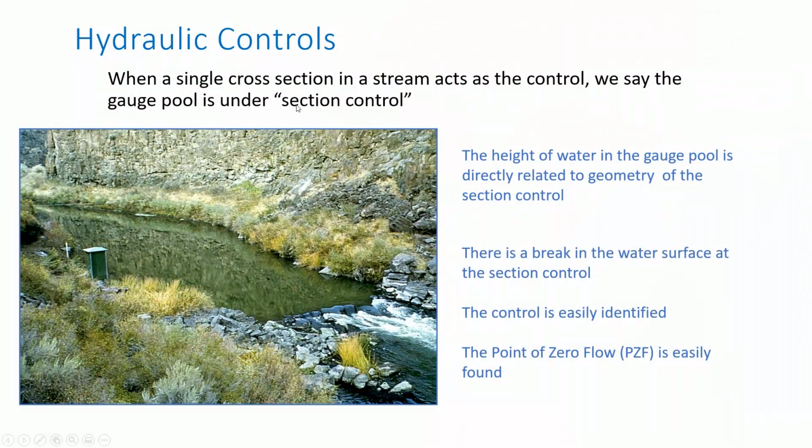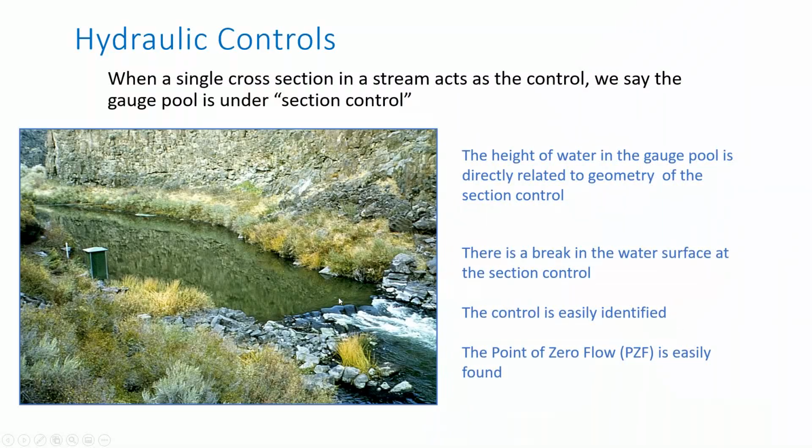So back to this section again, hydraulic controls. When a single cross section of stream acts as a control, we say the gauge pool is under section control. So at the moment this site here is measuring under section control. The height of water in the gauge pool, the recorder pool, is directly related to the geometry or shape of this control.